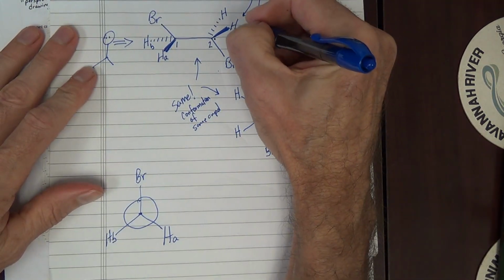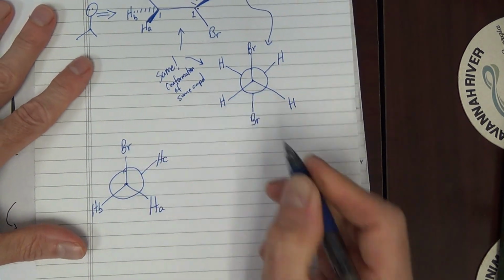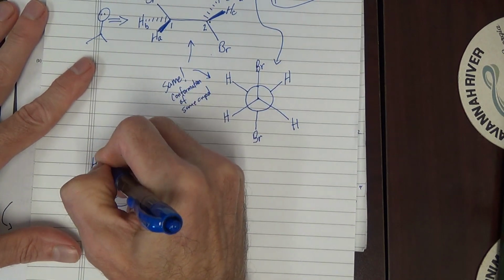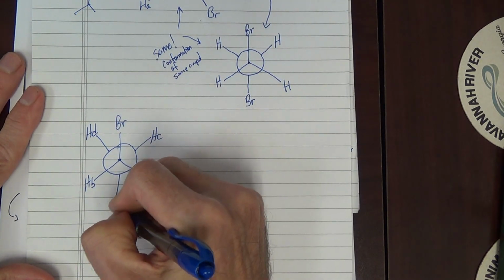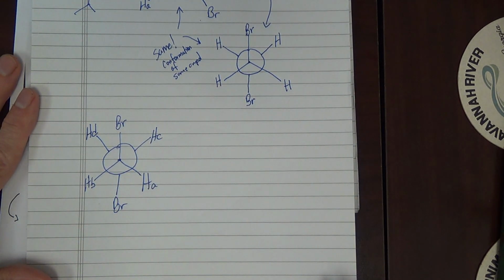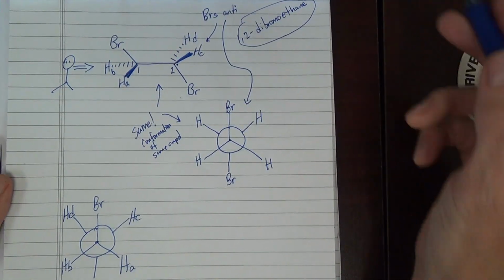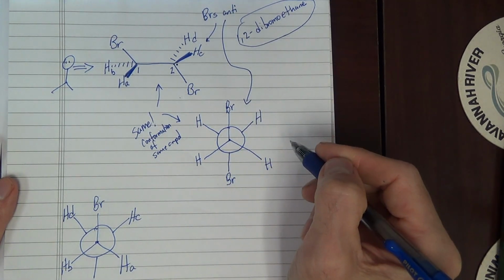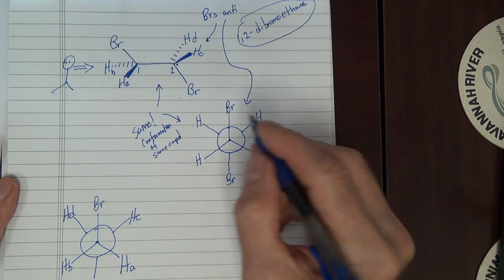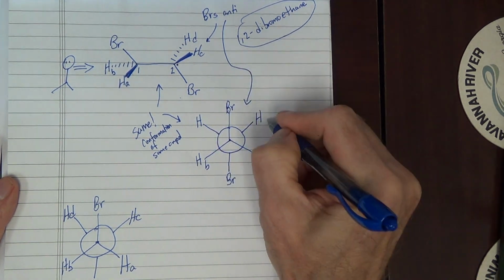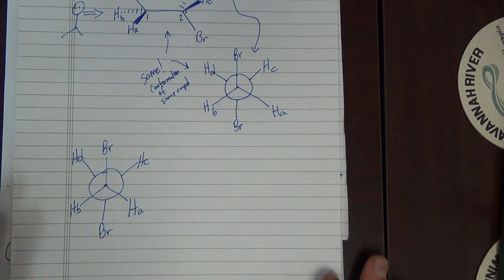Let's call that C and D. HC is coming up and to the right, and the other HD is coming up and to the left. And that bromine back there is going straight down. It's in the plane. It's neither forward or back. We got the same thing as we did over here. This is A, B, C, and D. Okay, we'll keep doing practice on those.